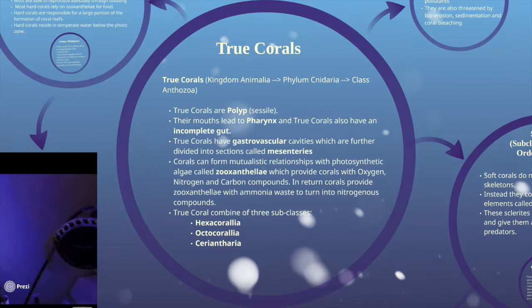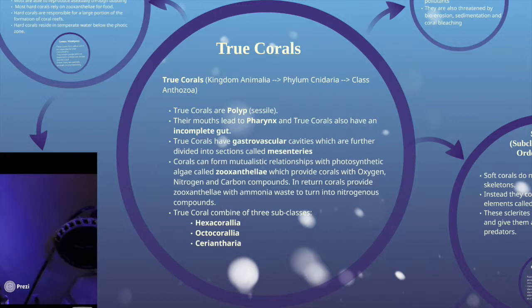This means that the same hole that they eat in is the same one that they excrete fecal matter. True corals have gastrovascular cavities, which are further divided into sections called mesenteries. Corals can form a mutualistic relationship with photosynthetic algae called zooxanthellae, which provide the corals with oxygen, nitrogen, and carbon compounds. In return for this service, the corals provide zooxanthellae with ammonia waste to turn into nitrogenous compounds.